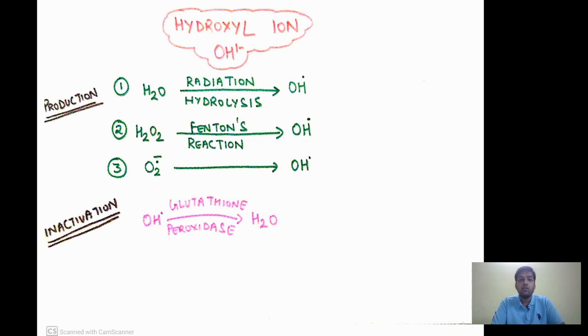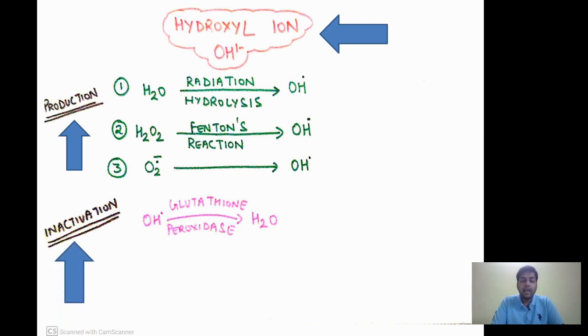So what is the mechanism of production of hydroxyl ion? There are three basic mechanisms. One is in the presence of water and UV rays, all the rays and radiation, the water will undergo hydrolysis and give rise to hydroxyl ion. Secondly, from hydrogen peroxide, as we have already seen before, there is a reaction called Fenton's reaction, which requires iron, and H2O2 gets converted to hydroxyl ions. Also, the superoxide anion can get converted directly to hydroxyl ion. So there are three basic ways of production of hydroxyl: from water by radiation, from hydrogen peroxide by Fenton's reaction, and from superoxide ion.